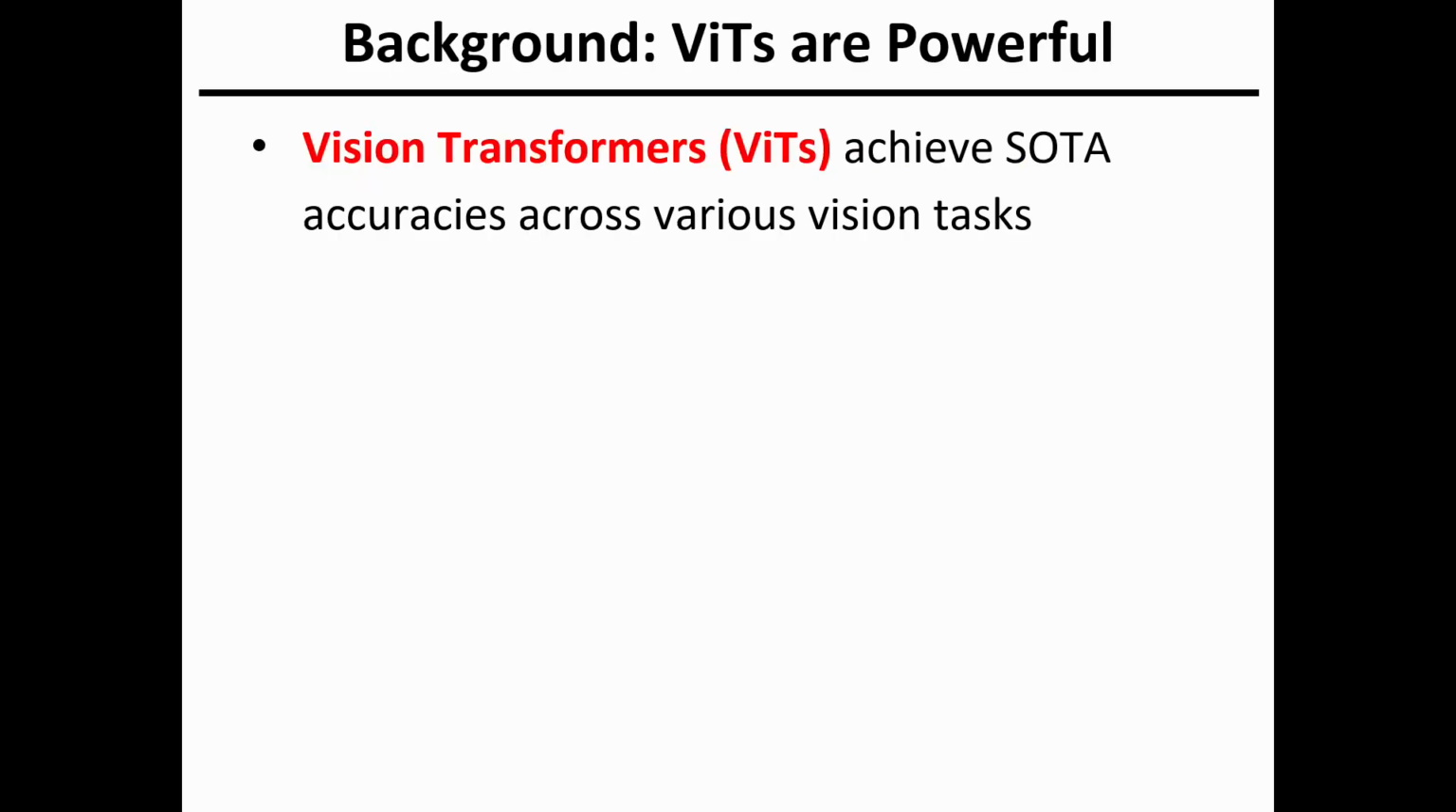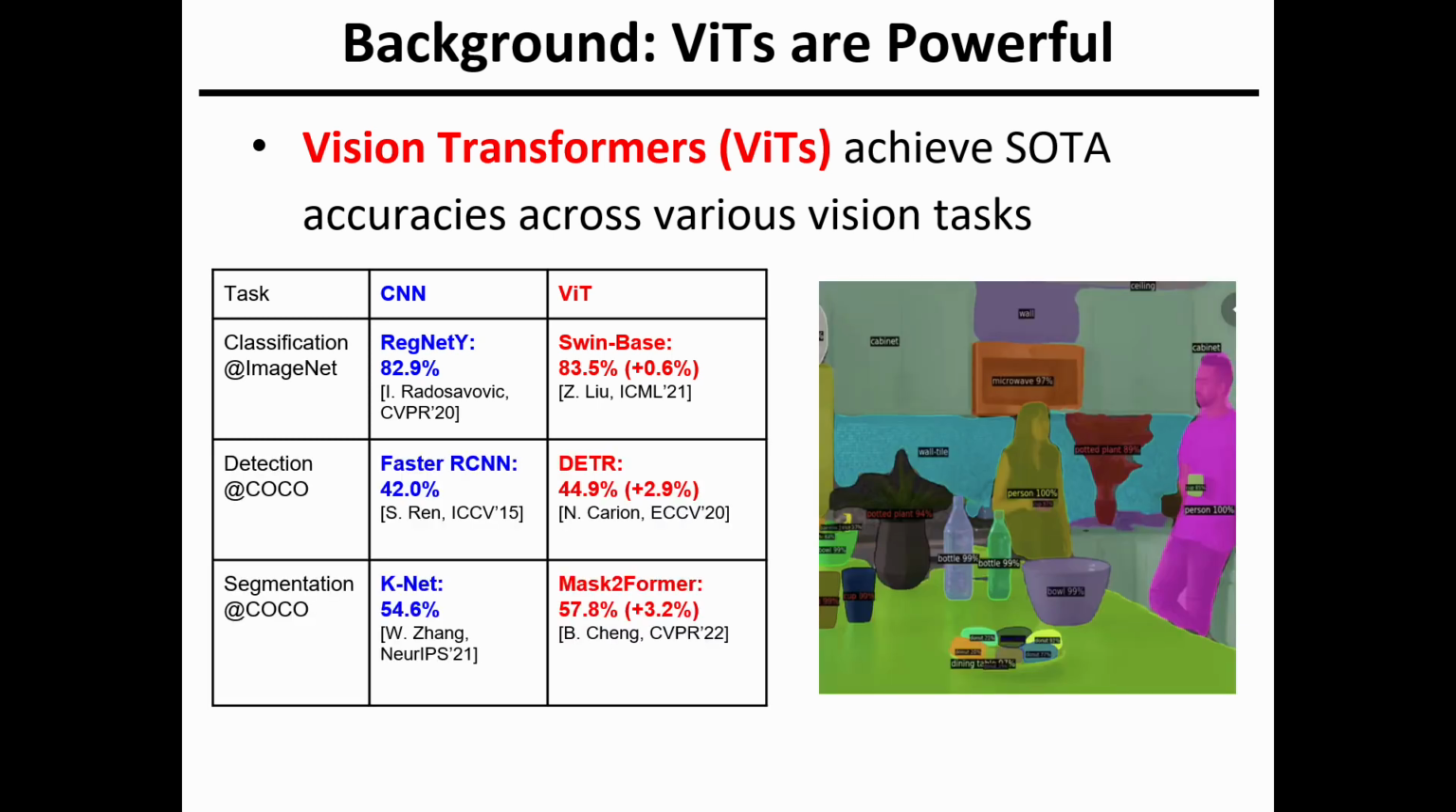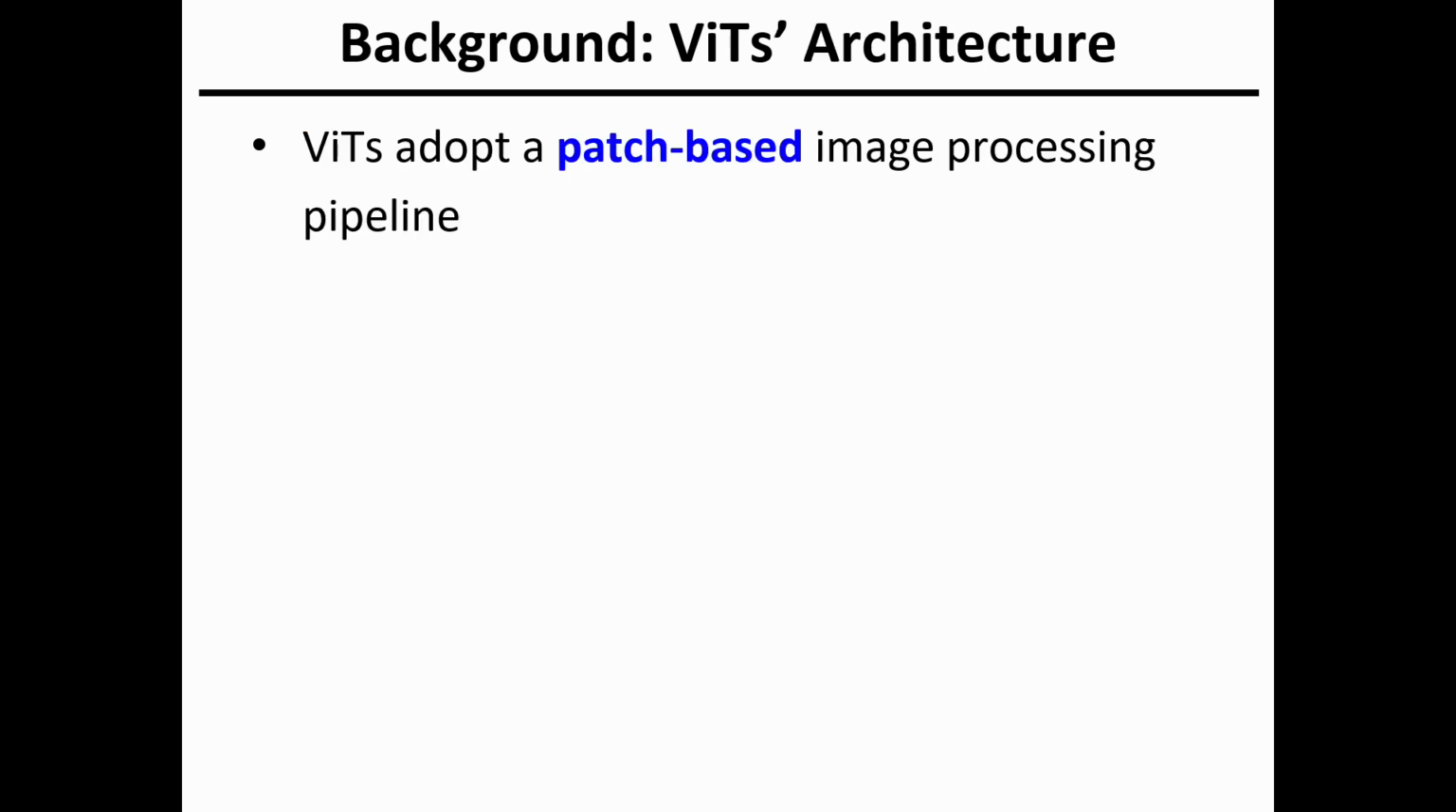In recent days, people all observe that vision transformers are pretty powerful and achieve state-of-the-art accuracies across various vision tasks, for example, image classification, object detection, and panoptic segmentation. And people attribute the success of vision transformer to its unique architecture.